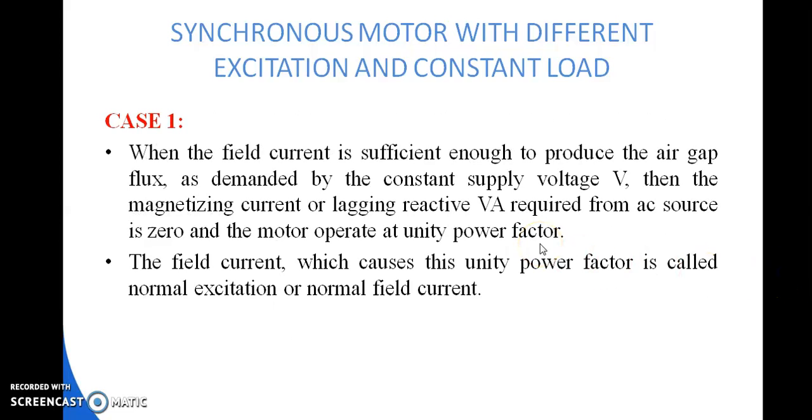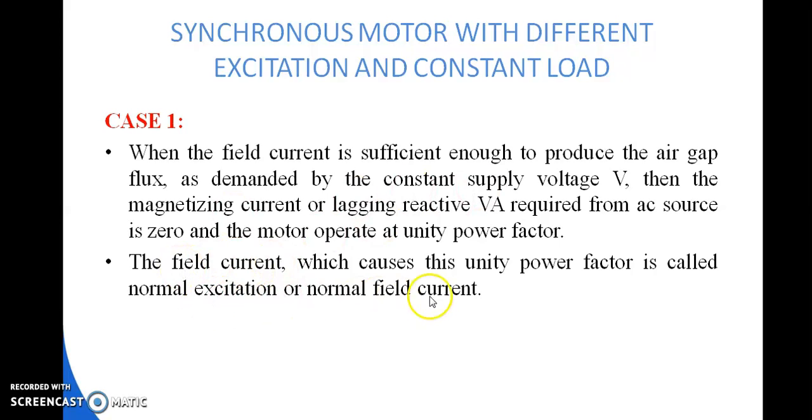So, first of all, we will go to case 1. It is when the field current is sufficient to produce the air gap flux as demanded by the constant voltage V. Then the magnetizing current, or lagging reactive volt ampere required from the AC source, is 0 and the motor operates at unity power factor. This is case number 1, the case of unity power factor.